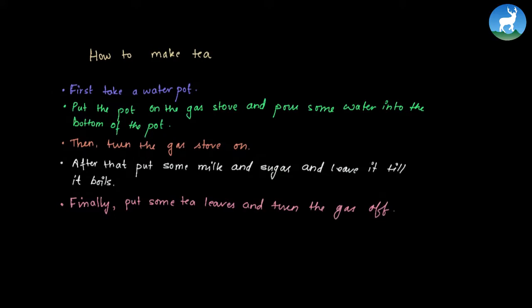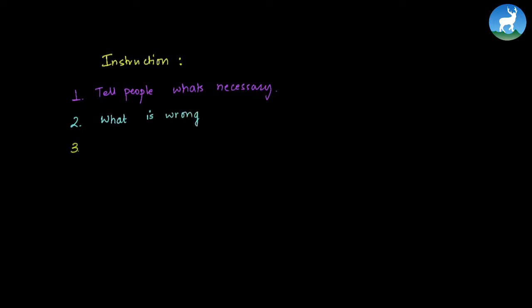Notice that we have used the sequencing words such as first, then, after that, and finally. In our previous example, we used the sequencing words firstly, secondly, then, and then finally. So these are the basic instructions. To sum up, these are the basic points to write an instruction. First, you need to tell people what's necessary. Also, mention some points that describe what is wrong. Also, you can describe some points on what is not necessary. You can always leave some extra tips. So that's all for the instruction.